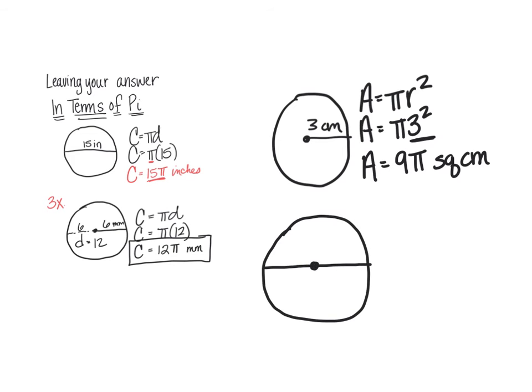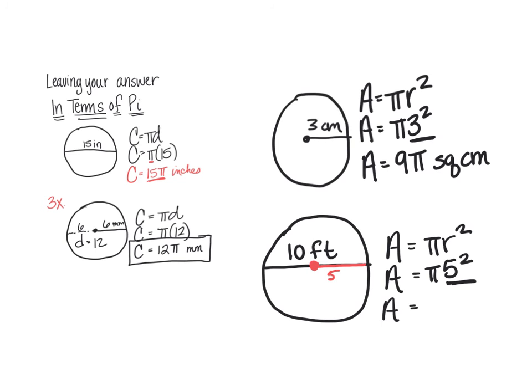We've got a circle with a diameter of 10 feet, and we're going to find the area. So we're going to go A equals pi r squared. Well, if the diameter is 10, that means we're going to cut it in half to get the radius. So we're going to go A equals pi, the radius is 5, squared. Go ahead and multiply 5 times 5, put it in the front, put pi instead of 3.14, and then our answer is going to be square feet.